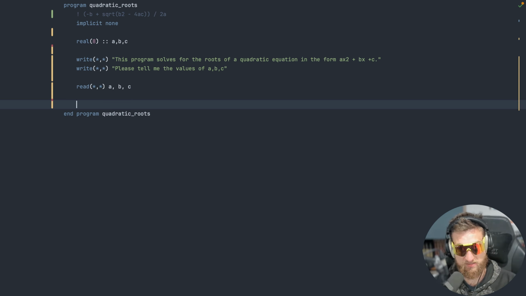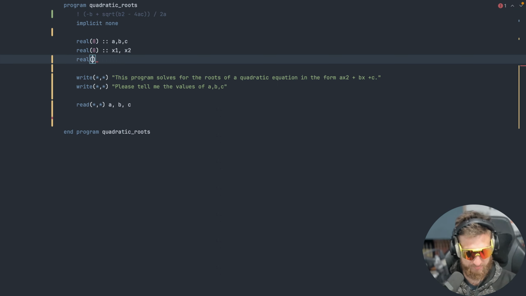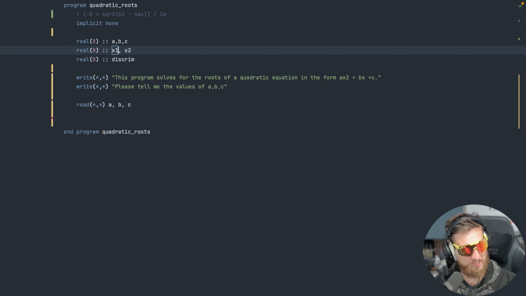What's next? What do we want to do? We're going to find the roots, so let's just write this program all at once because it's pretty straightforward. We're going to have the roots, I'm going to call them x1 and x2. And I'm also going to store the discriminant just because it makes some calculation a little bit easier. I could line these all on one line, but even though I do group some things on one line, I like to break them up by use case.